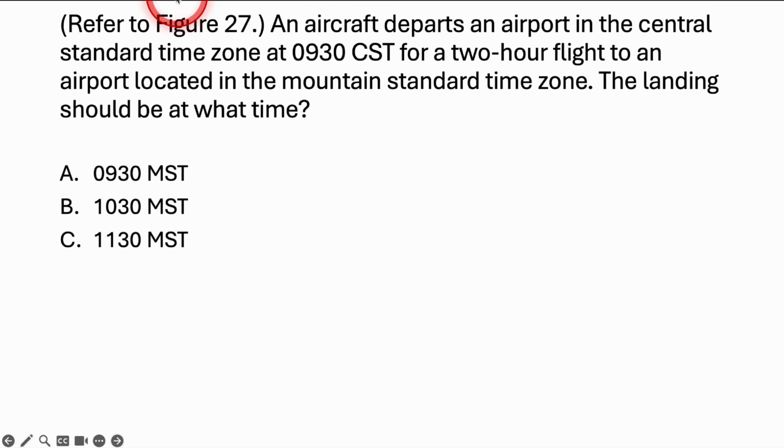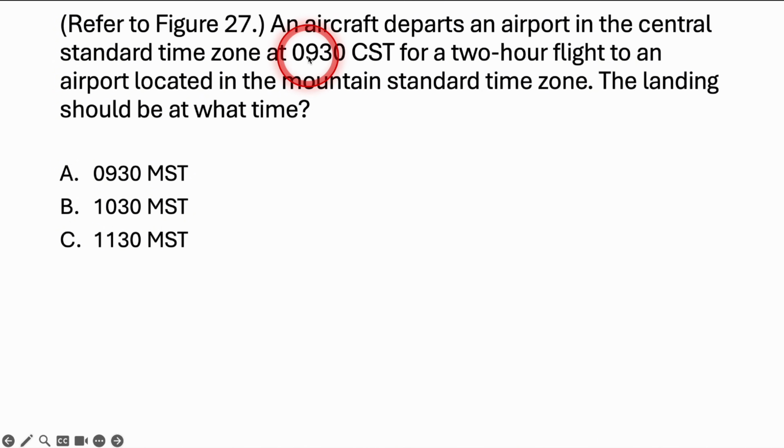Another example right here, referring to the same figure, an aircraft departs an airport in the Central Standard Time Zone at 9:30 CST for a 2-hour flight to an airport located in a Mountain Standard Time Zone. The landing should be at what time? So a common trap that people fall into with this one is they convert it to Zulu when the question doesn't ask you about that. It just wants to know what the local time should be. So in this case, you do want to use the time zones, just not Zulu.